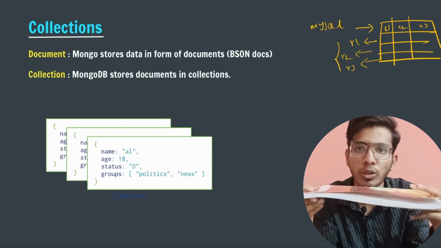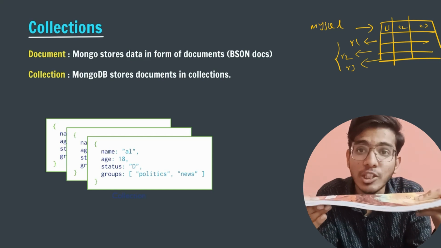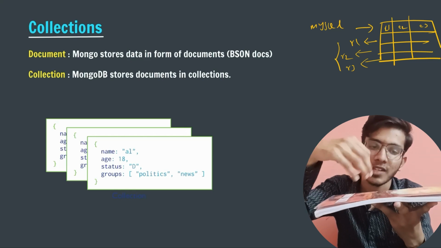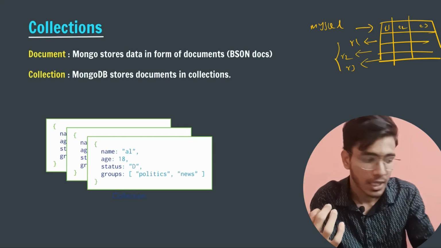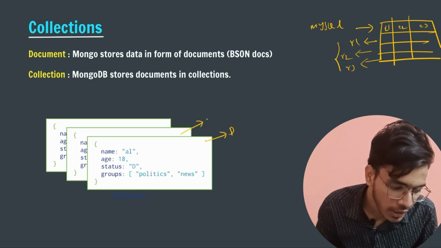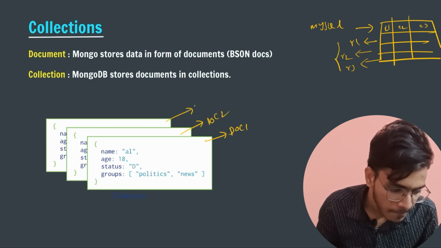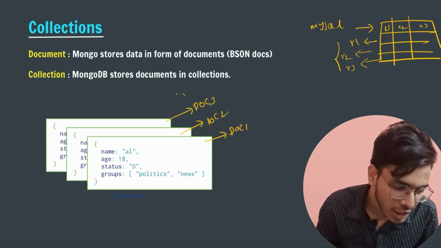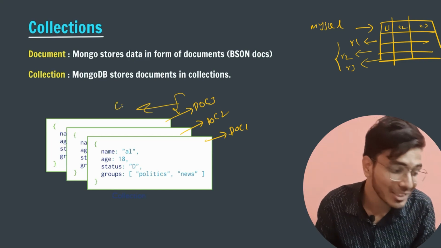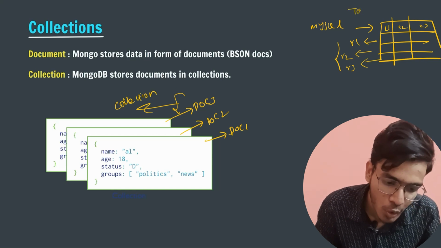Now in this book we'll have multiple pages. This book can have many pages, and each page of this book stores some information. Like this only, here we will have documents. This is document 1, document 2, document 3, and the set of all these documents we call a collection. And a collection is very similar to a table.